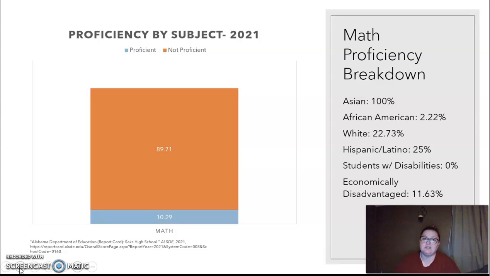0% of our students with disabilities are proficient in math. Again, something else that needs to really be addressed. And then only 11.63% of our economically disadvantaged students are considered proficient in math.